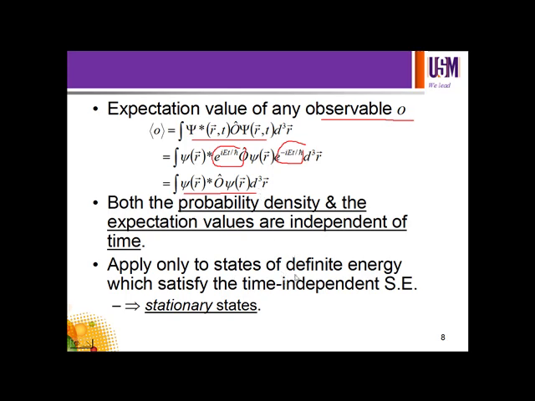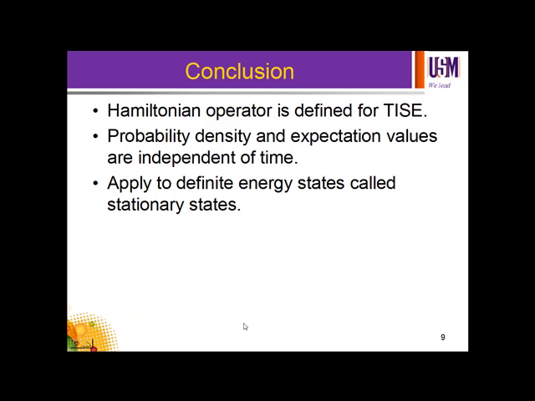This applies only to states of definite energy which satisfy the time independent Schrodinger equation. And these states of definite energy are called stationary states, or in atoms you can say energy levels or something like that. Okay. So as a conclusion, the Hamiltonian operator is defined for the time independent Schrodinger equation only. Probability density and expectation value are independent of time. They depend on r only. This applies to a definite energy state called a stationary state.